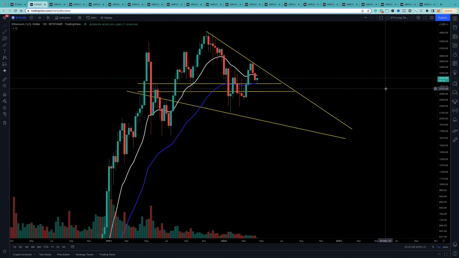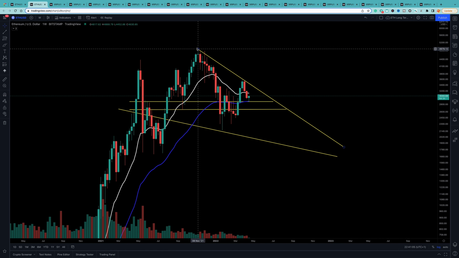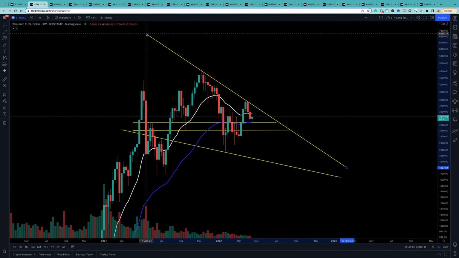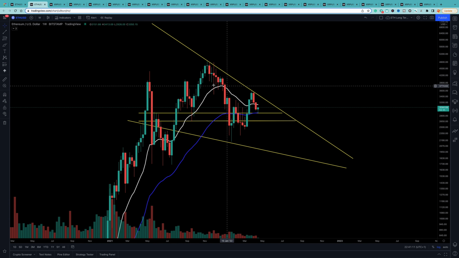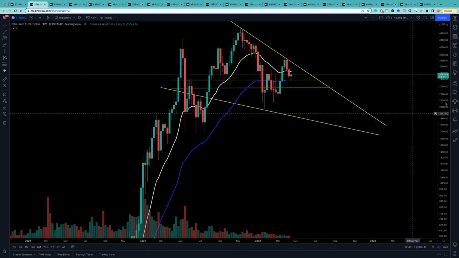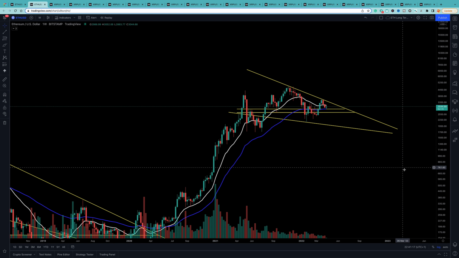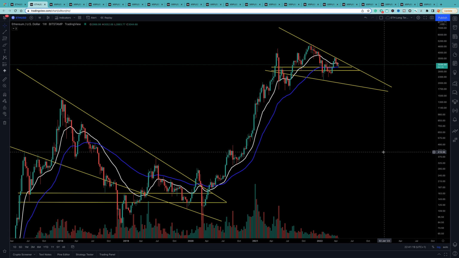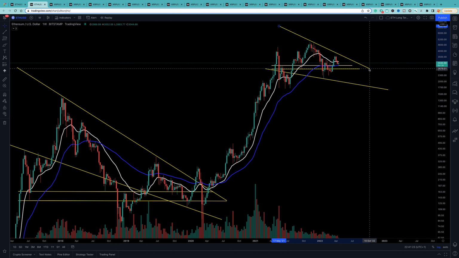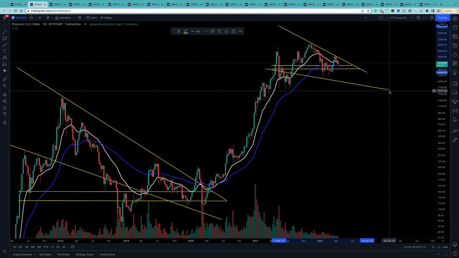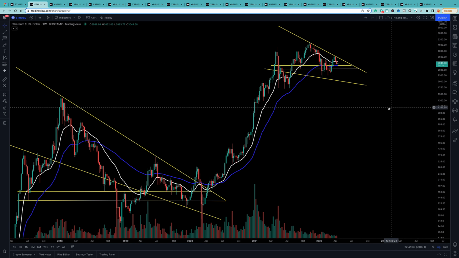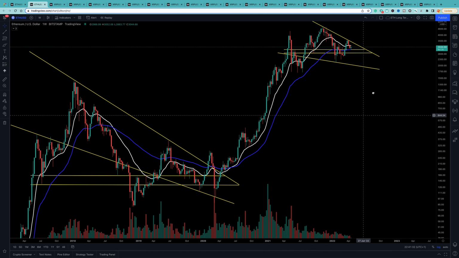Yeah, this is frustrating. Not too frustrating though. I think, as much as I've taken the line out here, it does make sense. I think this makes sense. And then here's the pennant. Okay.